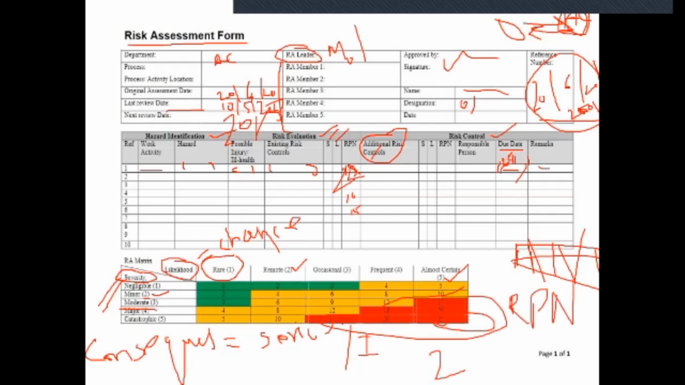For example 25, 20, or maybe 5 into 3, 15. The numbers 15, 16, 20 are very dangerous numbers. That's why they are arranged here with a red mark. Green indicates no problem: up to 3 is no problem, below 4 also no problem, below 5 also no problem.